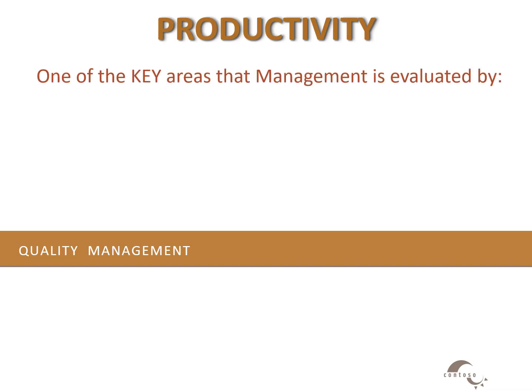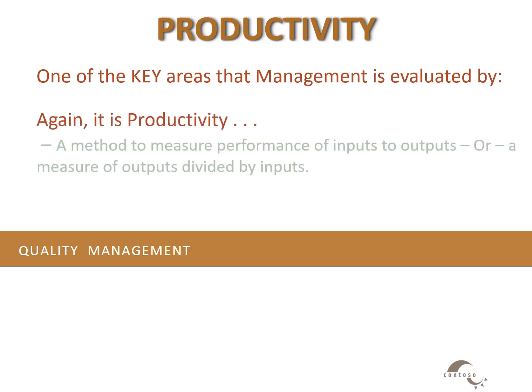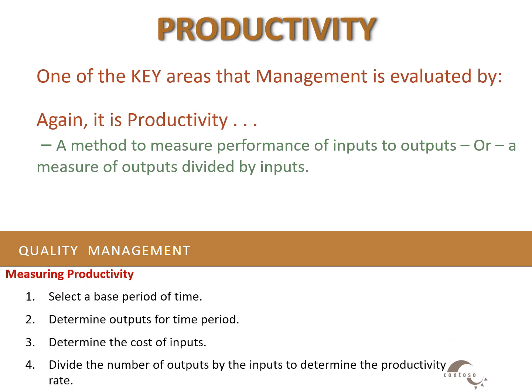One of the key areas that management is evaluated by, again, is productivity. A method to measure performance of inputs to outputs, or the measure of outputs divided by inputs. To measure productivity, select a base period of time, determine the outputs needed for the time period, determine the cost of the inputs, and divide the number of outputs by the inputs to determine the productivity rate.